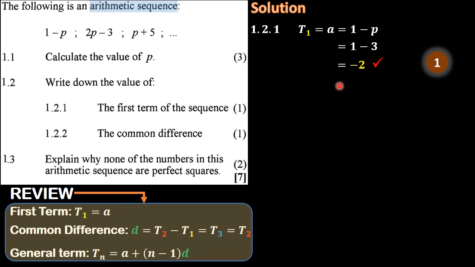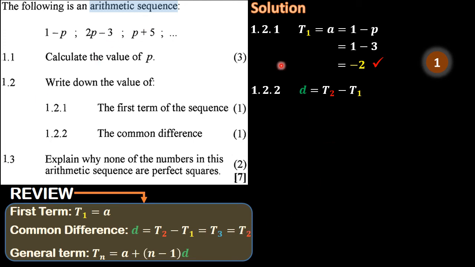1.2.2. We need the common difference. The common difference is given by either T2 minus T1 or T3 minus T2. There's no need to write all of them. Now d is equal to T2 minus T1, or you can still say T3 minus T2.